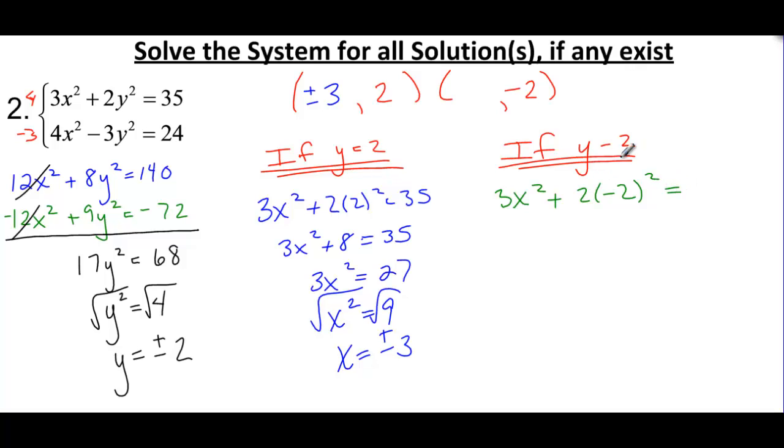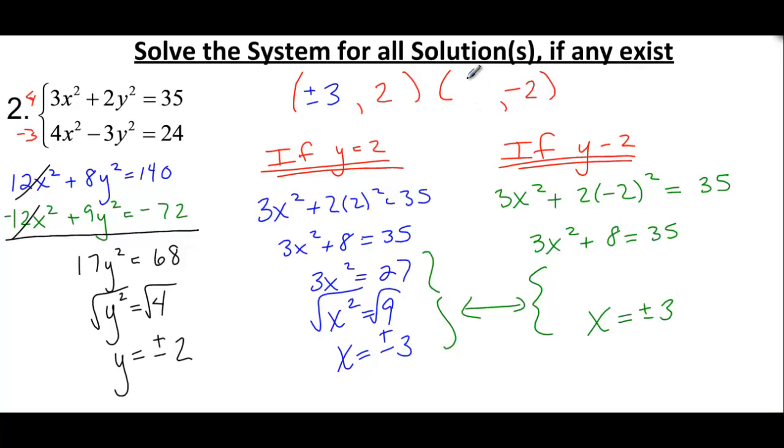Again, all I'm going to do is plug it into the same equation. It doesn't matter which equation you substitute in, but now I'm going to substitute in a negative 2. I'm going to get the exact same answer, because negative 2 squared is 4, 4 times 2 is 8, and all of this work ends up being exactly the same. So I know x is equal to plus or minus 3. You can write your answer that way, or if you feel better writing them out separately, you get 3, 2; negative 3, 2; 3, negative 2; and negative 3, negative 2.